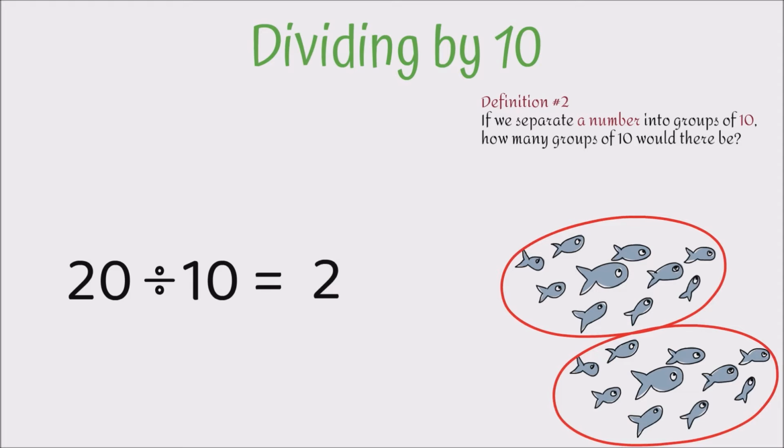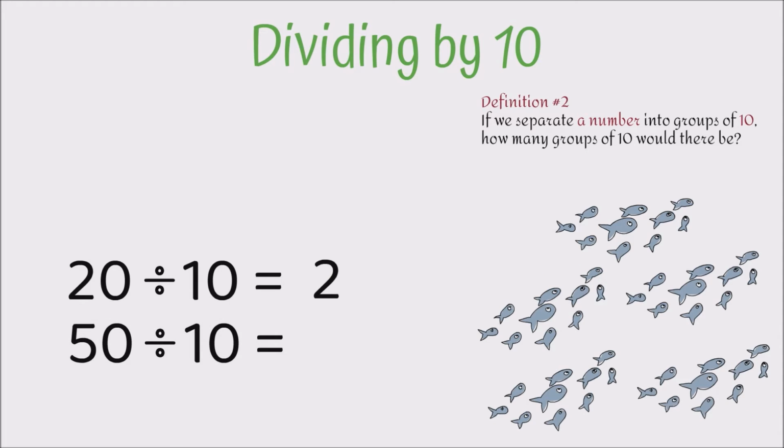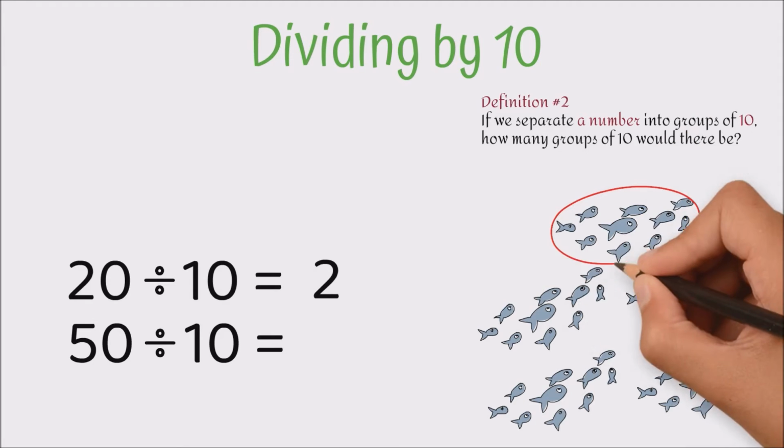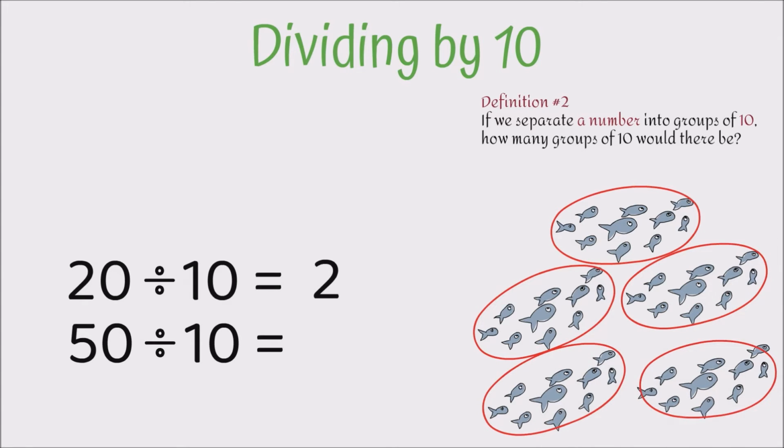2. Now how about 50 divided by 10? Again, let's count the different groups of 10 that we can separate 50 into. 1, 2, 3, 4, 5. So the answer would be 5.